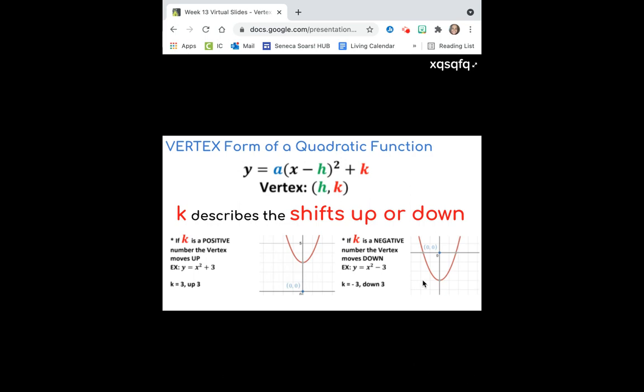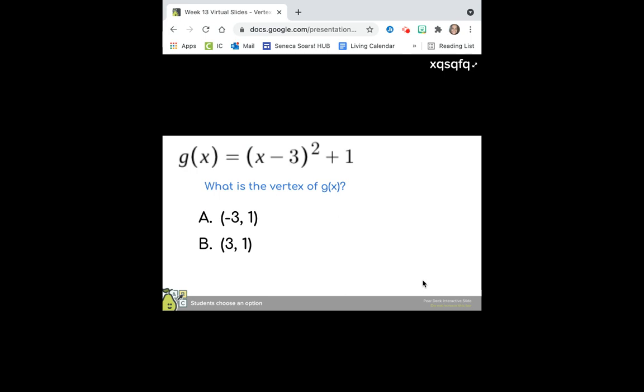Okay, so a tells us the orientation, h tells us if it's shifting right or left, and it's the opposite of the sign that we see in the parentheses, and the k value tells us if we are shifting up or down. So go ahead and look at this example and tell me, what do you think the vertex is?